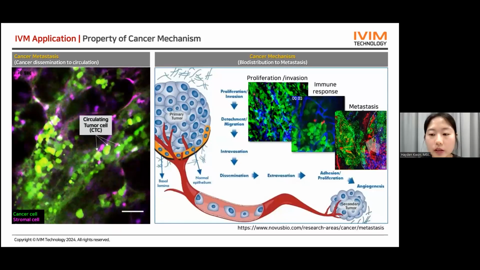As you can see, particularly in the left video, we can visualize tumor cells circulating within living animals. In other words, through in vivo microscopy, we can not only observe processes such as proliferation and invasion, but also track immune cell responses and even mechanisms of metastasis. Using in vivo imaging techniques in living animal models of cancer, we can evaluate the efficacy of various drugs for disease onset and the therapeutic effects.